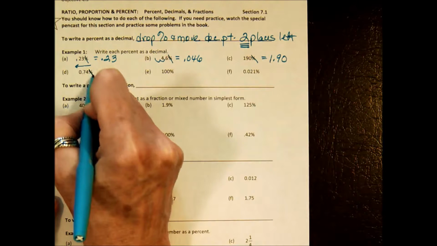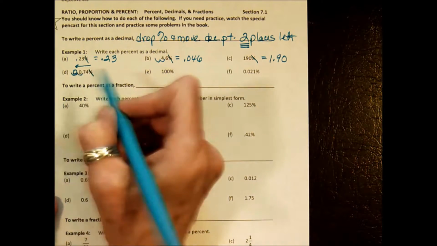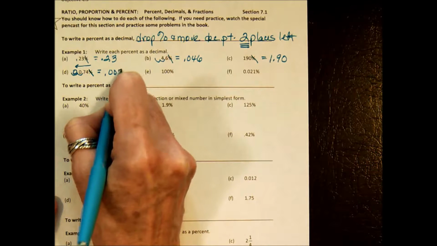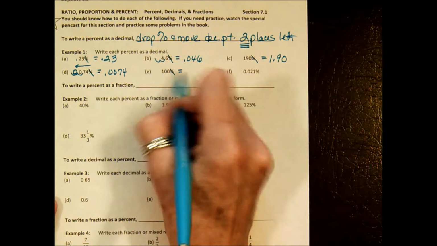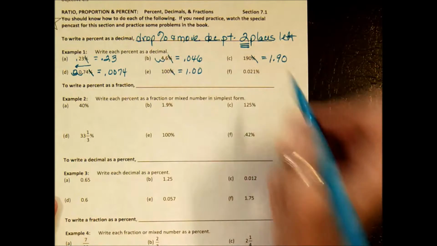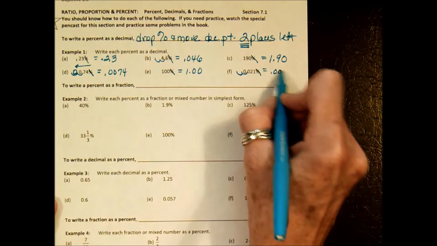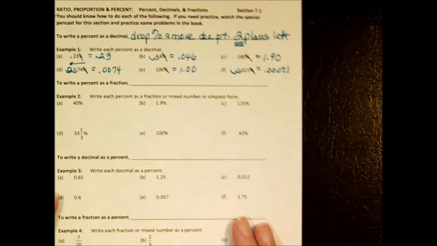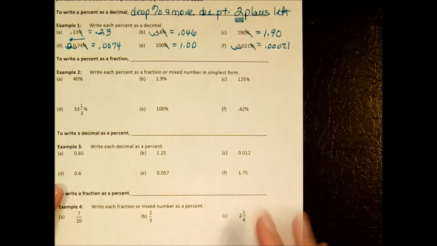Here we drop it, and even though there's a decimal there, we still move 2 places away from the decimal point. So it becomes 0.0074. It gets smaller. Drop it, move it 2, and you end up with that. Drop it, move it 2, and fill in, and you end up with that. So actually very, very simple to change a percent to a decimal.